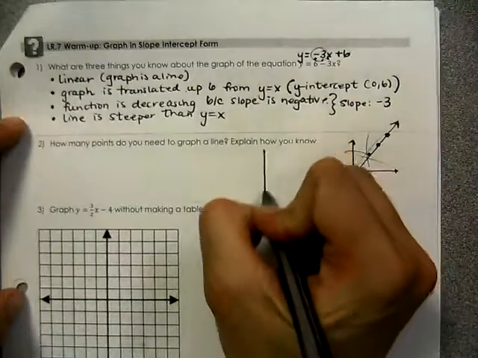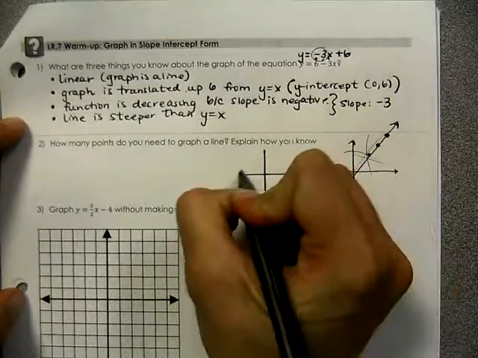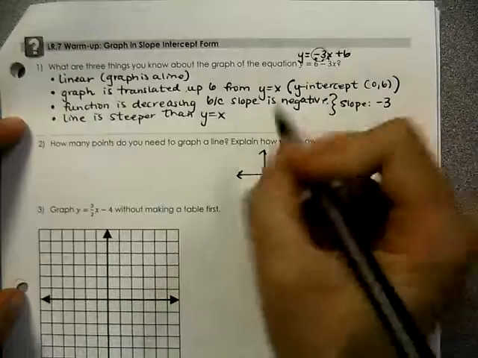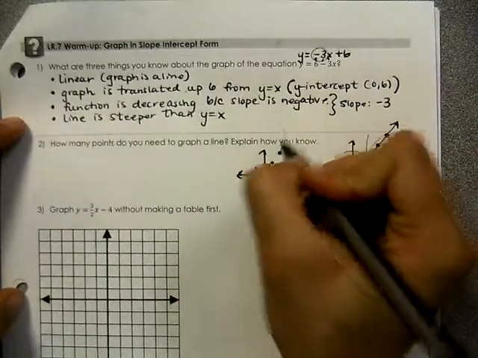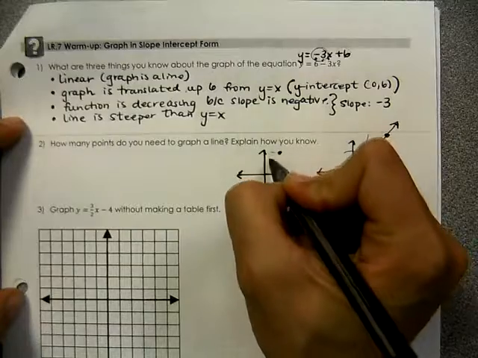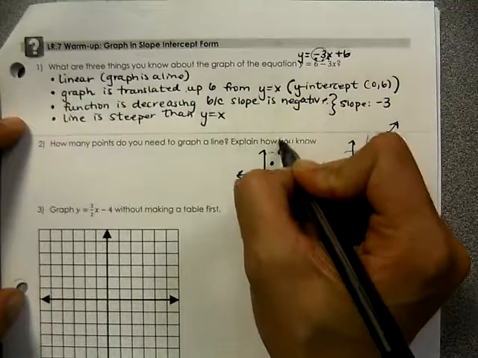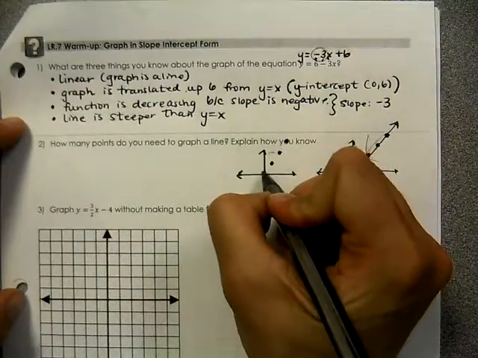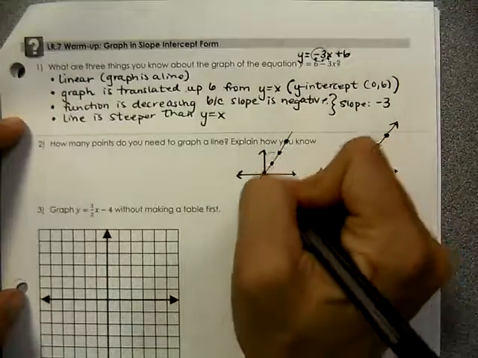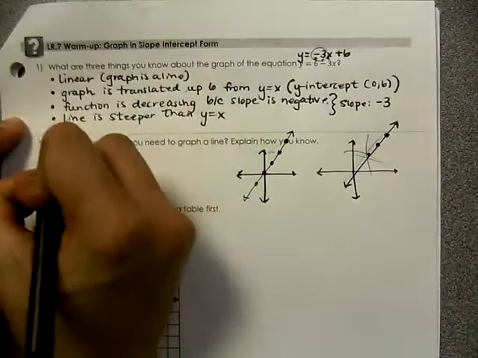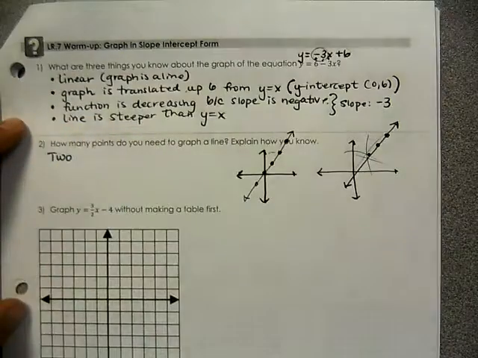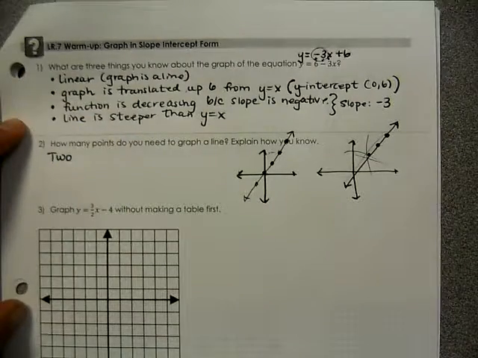What I can reason through is as long as I have 2 points, I have somewhere where I can start and I can get another point. From there, I can find my constant rate of change. So I could go up and to the right, and continue that, or down and to the left and continue that, and I can find the rest of my points. So how many points do I need to graph a line? I need 2, because from those 2, I can plot the rest of the points on that line.